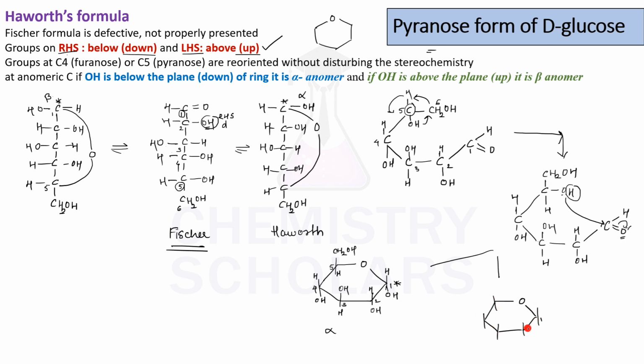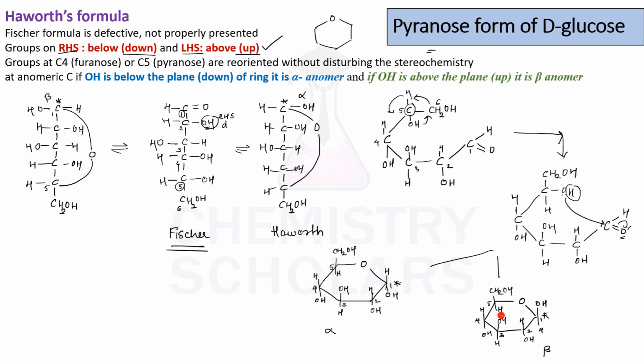Number it. This is your anomeric carbon. We have drawn the alpha anomer. Let's draw the beta anomer. Beta anomer, OH is up. The rest of the structure is exactly the same. Okay. Fine. So this is beta.